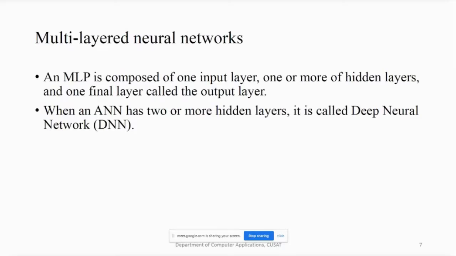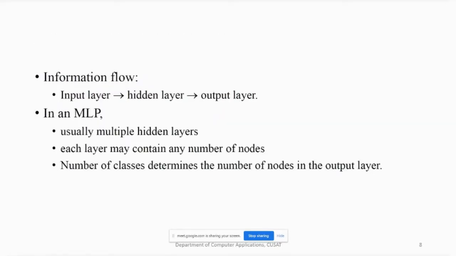In a deep neural network, we always expect two or more hidden layers. When we consider the information flow in a deep neural network, the information flows from the input layer to the hidden layers, then from the hidden layers to the output layer. In an MLP, usually we expect multiple hidden layers. Each layer may contain any number of nodes.